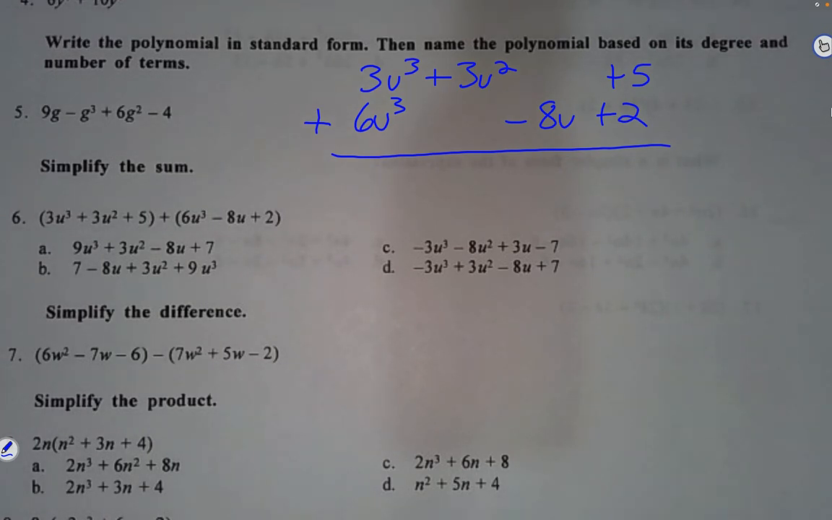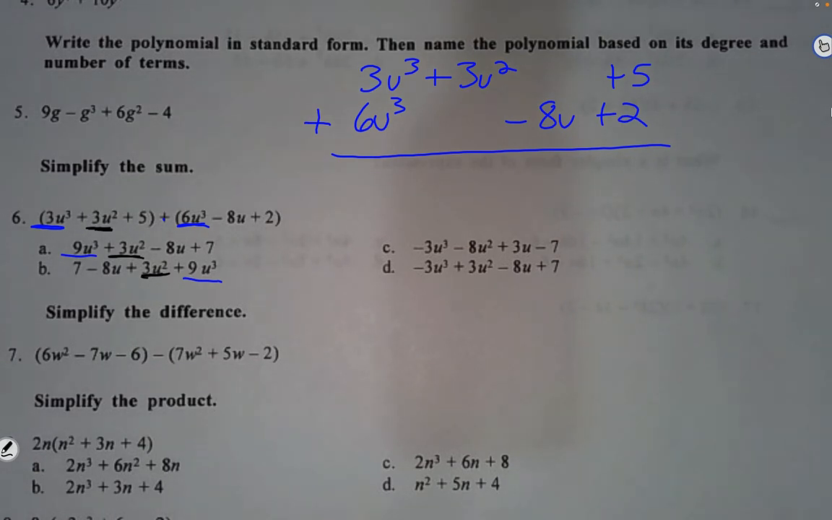The way I would do it is I'm going to say, okay, I have a 3u to the 3rd. What matches it? The 6u to the 3rd. So what is 3u to the 3rd plus 6u to the 3rd? 9u to the 3rd. Let's finish it. I'll change color. I have a 3u squared. Do I have any other 3u squareds? No. So I just plus nothing. It's going to be 3u squared. Bring that down. Okay? Can I keep going?